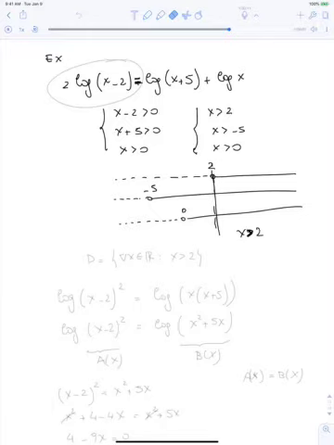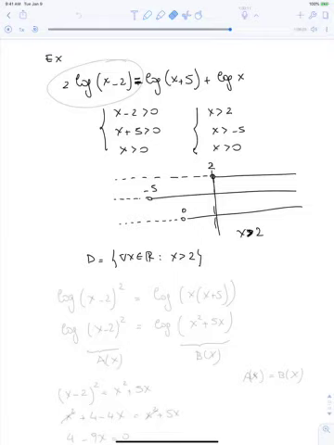So the domain of this logarithmic equation is all the x's belonging to the set of real numbers such that x is greater than 2. Now, once we clarify the domain of the expression, we can actually solve the equation. So we're going to use the rules that we have studied.